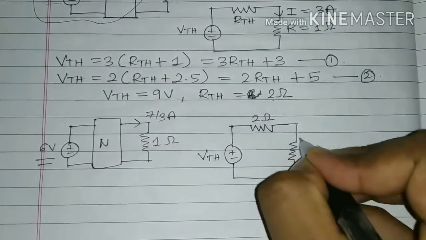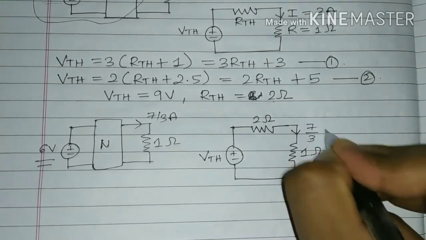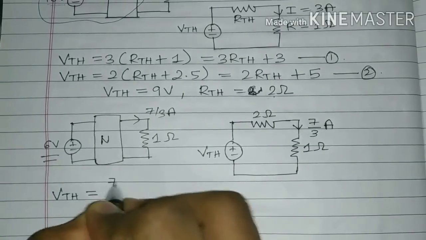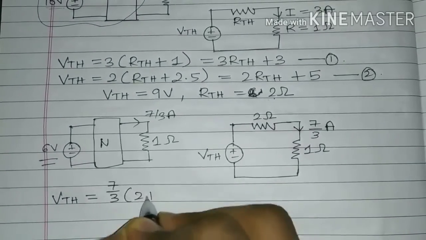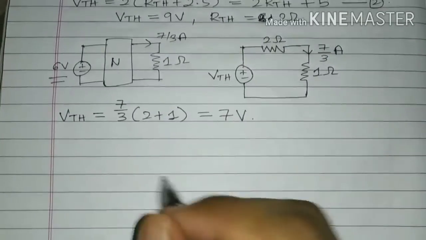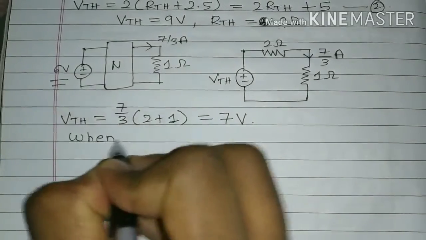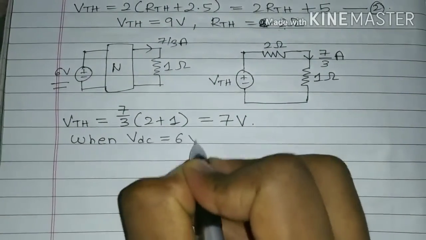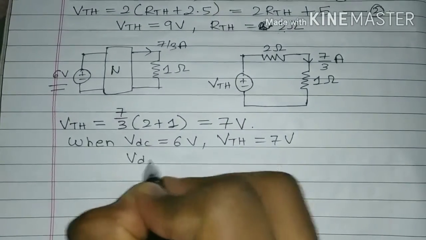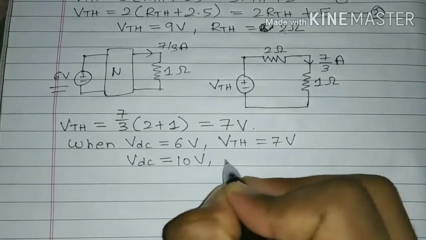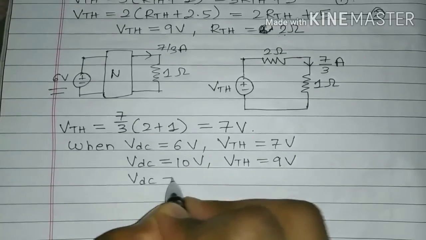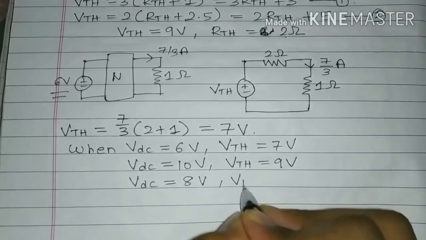So this is 1 ohm and the current flowing is 7 by 3 ampere. Now by KVL we can write VTh is equal to 7 upon 3 into 2 plus 1, which is 7 volts. So when VDC is equal to 6 volts, the Thevenin voltage VTh is equal to 7 volts. And earlier when VDC was 10 volts, the Thevenin voltage was 9 volts. And when VDC is equal to 8 volts, we have to find out the value of VTh.